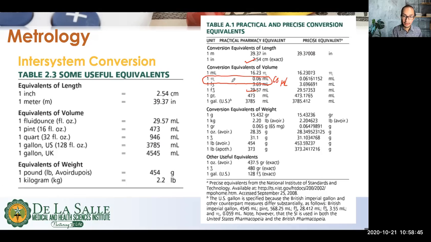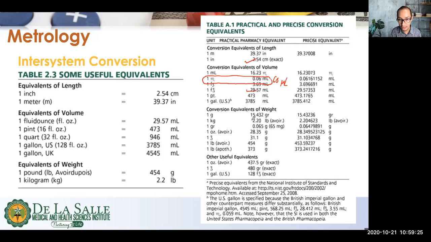Remember what I mentioned last time? It used to be that 1 minim is the same as a drop. But certain factors affect the volume of the drop, such as the size of the orifice of the dropper, the viscosity of the liquid, and the surface tension of the liquid, both of which can be affected by the temperature where you measure the liquid. So it can really vary, and so just remember that 1 minim is about 60 microliters or 0.06 of a milliliter.